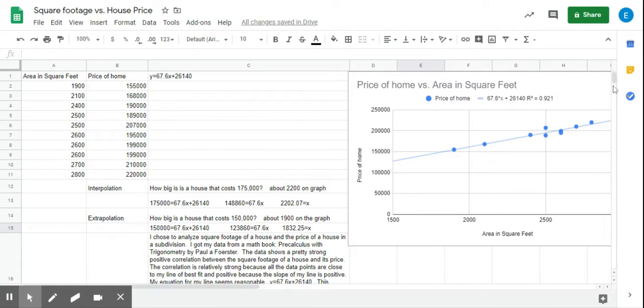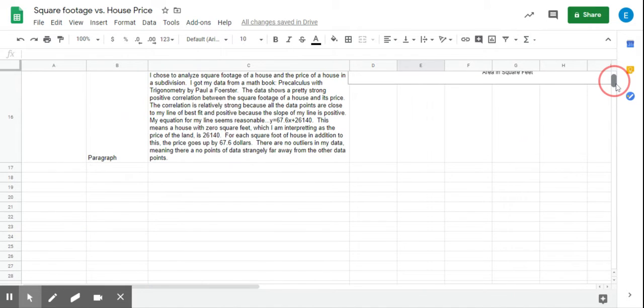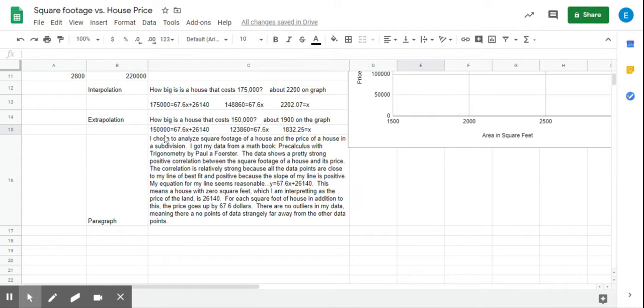Finally, I wanted to just give you guys an example of what I expect for the paragraph. So I chose to analyze the square footage of a house and the price of the house in a subdivision, and I got my data from a math book, which makes it real nice. So this data shows a pretty strong positive correlation.